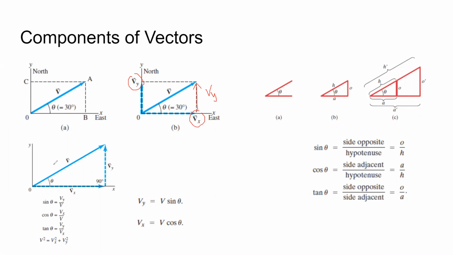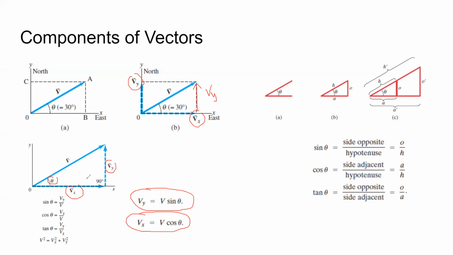So below here, as you have noticed, Vx is adjacent to this angle theta. So we can use cosine theta is Vx over V. If we transform it, Vx is equal to V times cosine theta. And also we have Vy. Instead of having it along the y-axis, you can transfer it to the other side, and this is opposite to theta. So we can use the trigonometric function sine theta is equal to Vy over V, wherein V, the vector itself, is the hypotenuse. Solving for Vy, Vy is equal to V sine theta.